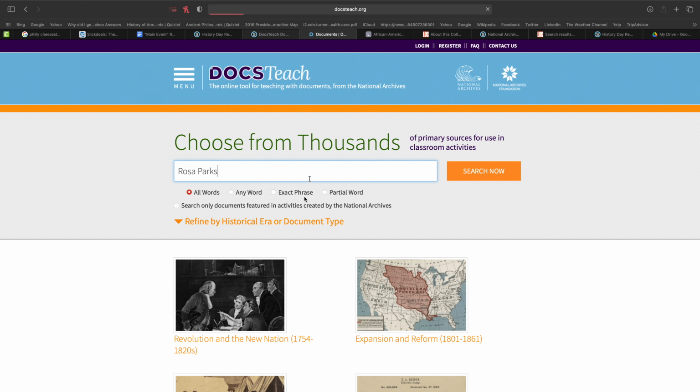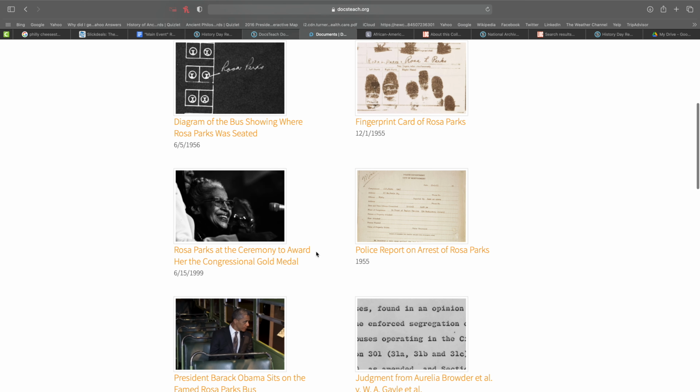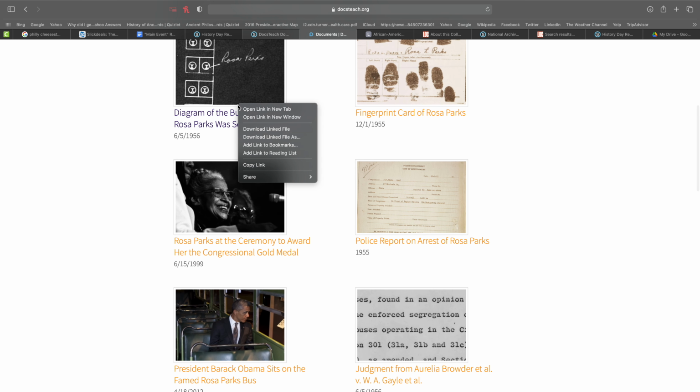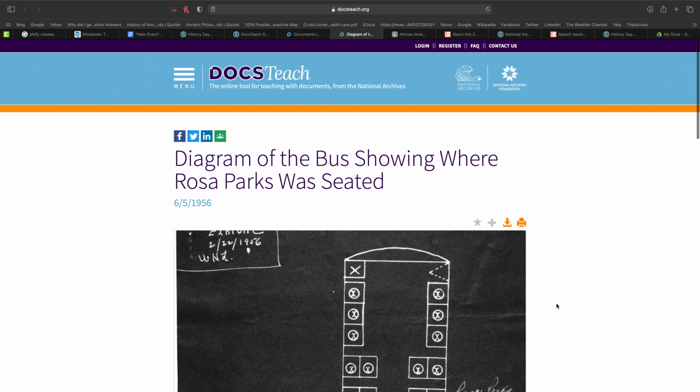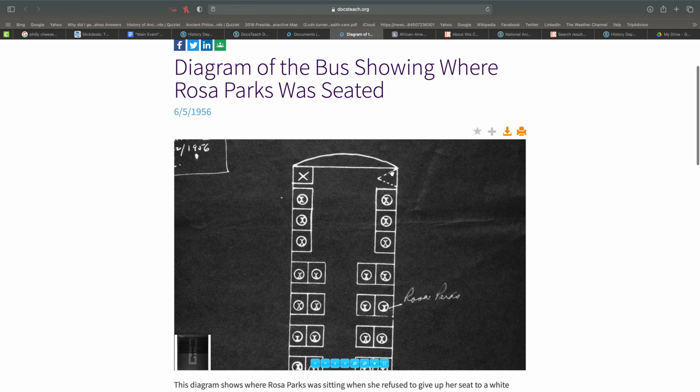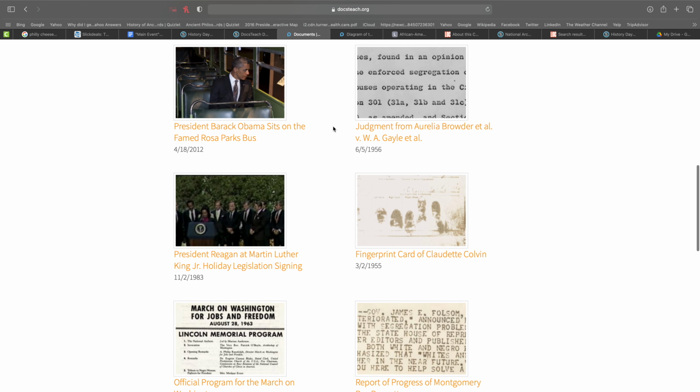So you go, let's just do Rosa Parks, see if they got anything. Okay, so they have a few things. So this is kind of interesting. So they actually have like a diagram of where she was seated on the bus. So you see like there's the door and she was right here. So that's an example. They have Barack Obama there.